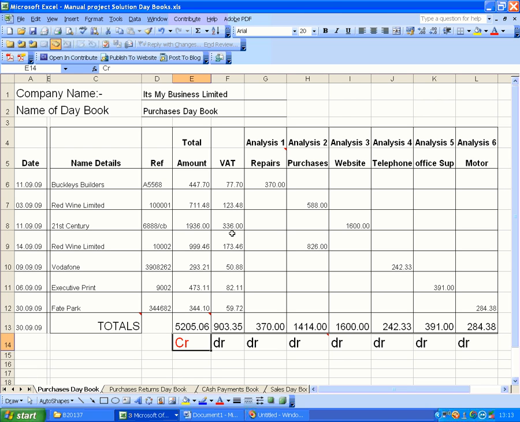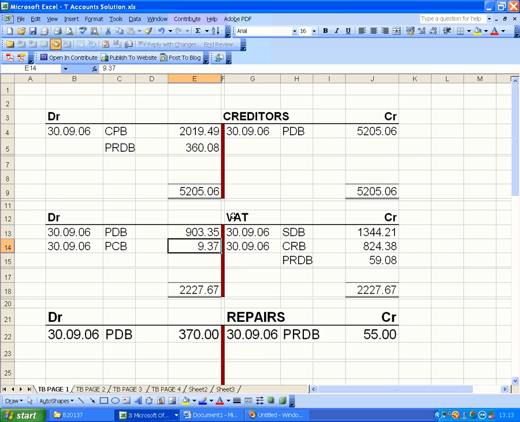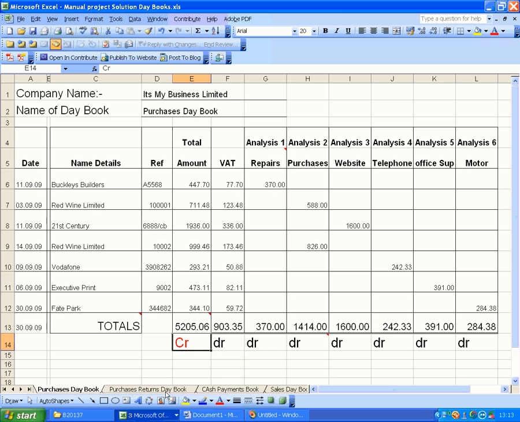The next column is the VAT, and the value has a debit posting, debit VAT 90335. Again, back to the T accounts, go on to a new account, VAT, and on the debit side, 30th of September, the value is coming from the purchases daybook, 90335. Again, mark that as being posted and go on to the next one.